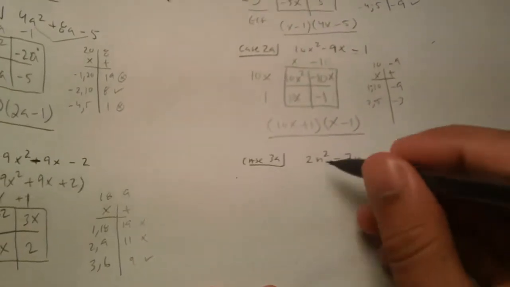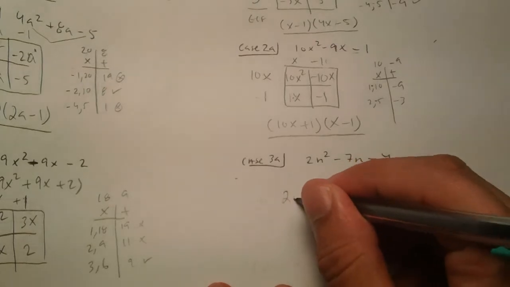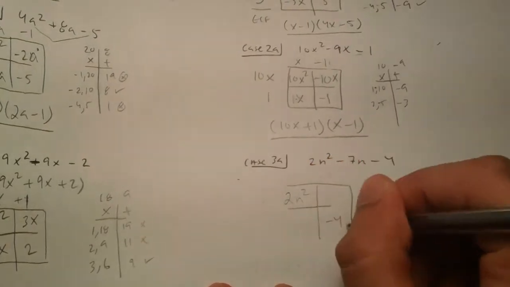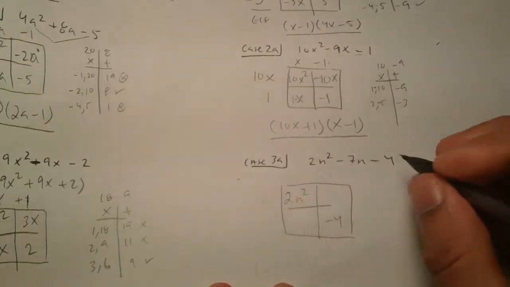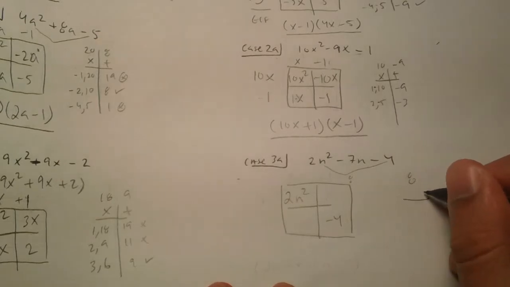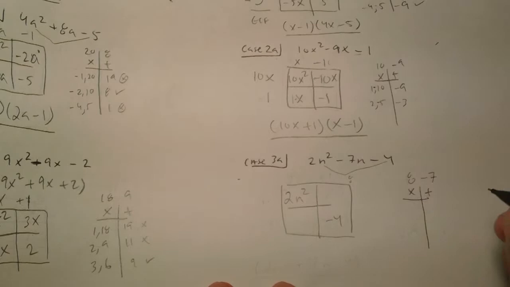Alright, so final example. We have 2n squared minus 7n minus 4. So then just put it into our box. This should be automatic. And we're looking for factors of 8. So whenever they multiply, they give you 8, and then whenever they add, they give you negative 7.